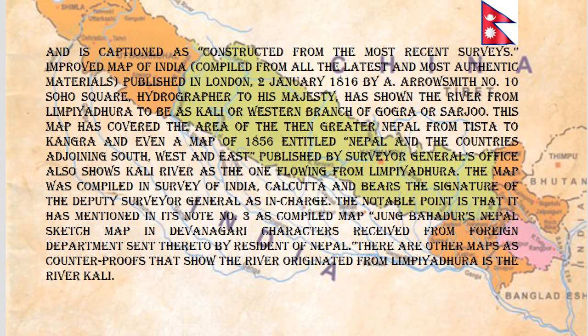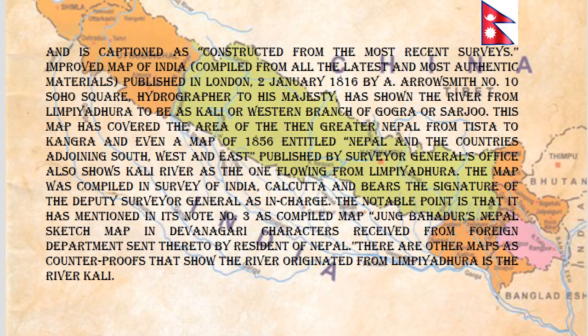This map has covered the area of the then Greater Nepal from Tista to Kangra. And even a map of 1856 entitled Nepal and the countries adjoining south, west, and east, published by the Surveyor General's Office, also shows Kali River as the one flowing from Limpi Yadhura. The map was compiled in Survey of India, Calcutta, and bears the signature of the Deputy Surveyor General in charge. The notable point is that it has mentioned in its note number 3 as compiled map Jung Bahadur's Nepal sketch map in Devanagari characters received from foreign department sent thereto by resident of Nepal.